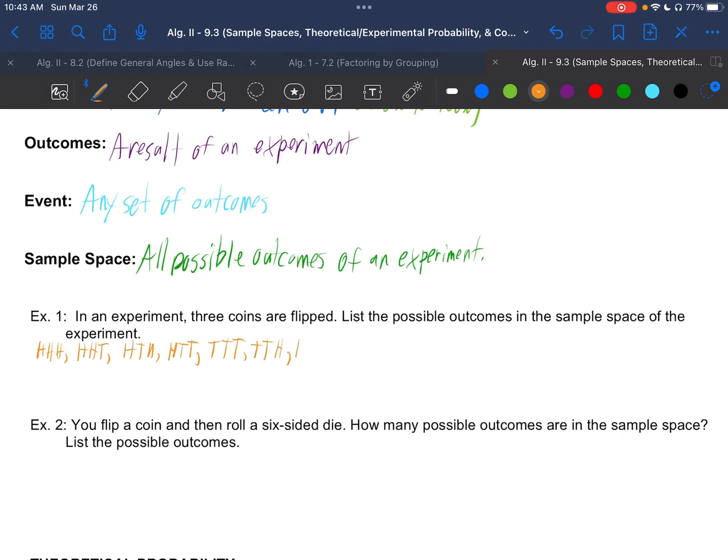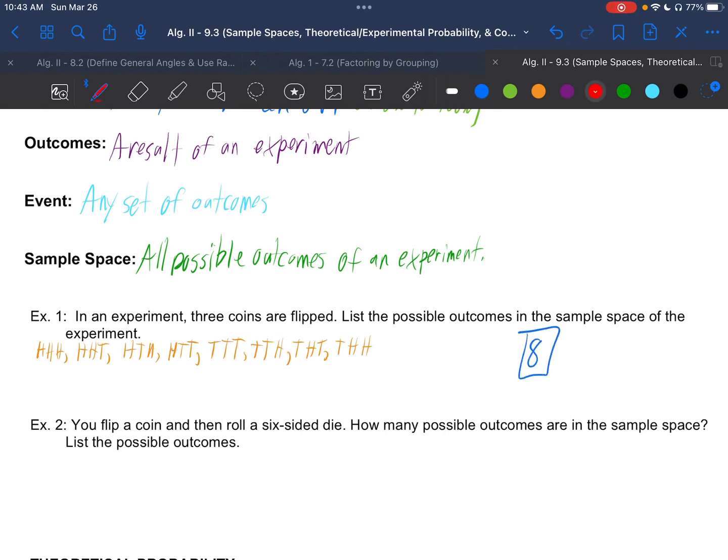Or maybe the first 2 are tails. Or the first and the last are tails. Or just the first one's tails. And these are all technically different scenarios that would happen. And so there's a total of 8 different outcomes in our sample space. Each of these is an outcome, and they all make up the sample space. So these are all the possible outcomes. How many outcomes are there? There are 8 possible outcomes.